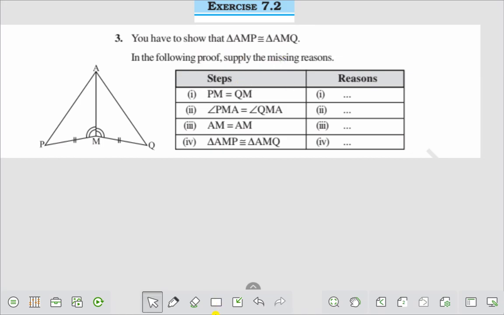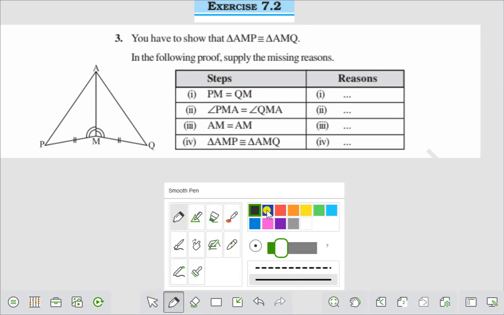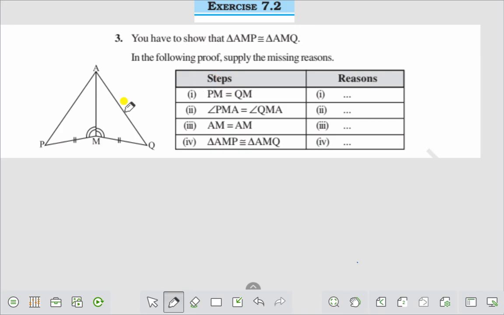It is given that PM is equal to QM. It is given, right? PM equal to QM is given. The reason is given. This is given.